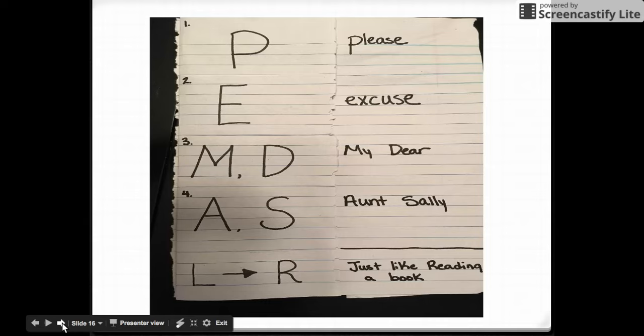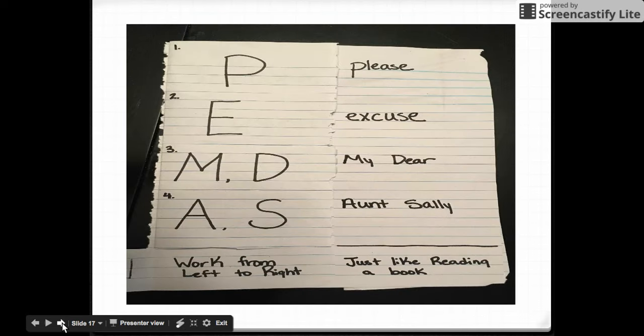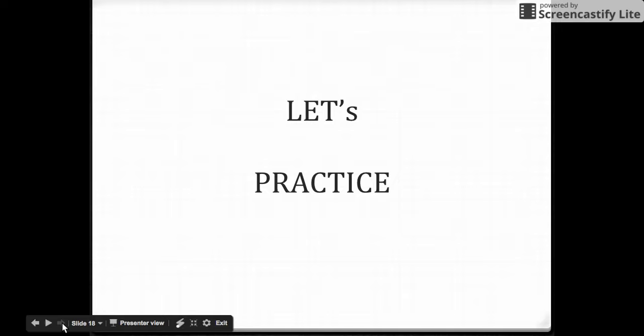This saying reads, please excuse my dear Aunt Sally. The please stands for parentheses, excuse, exponents, my dear, multiplication and division, Aunt Sally, addition and subtraction. And remember, we work math problems from left to right, just like we're reading a book. Now, it's very important to remember that you work from left to right, just like you're reading a book. Now let's practice.